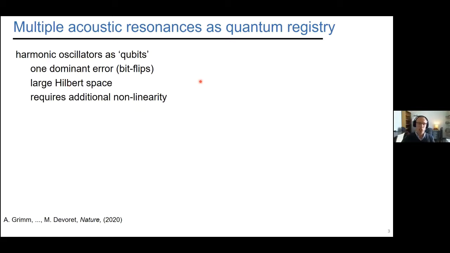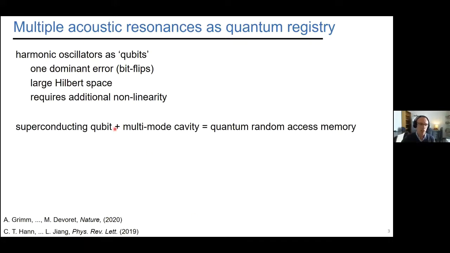And so if you want to use our acoustic cavities to store information, we need to integrate them with some nonlinearity. And not surprisingly, the way we're going to do that is using a superconducting qubit. The vision is to take a multi-mode acoustic cavity, couple that to a superconducting qubit, and make some quantum random access memory, where the information is stored in a register of acoustic modes, and the superconducting qubit provides the nonlinearity you need to initialize, measure, and do interactions between these modes.